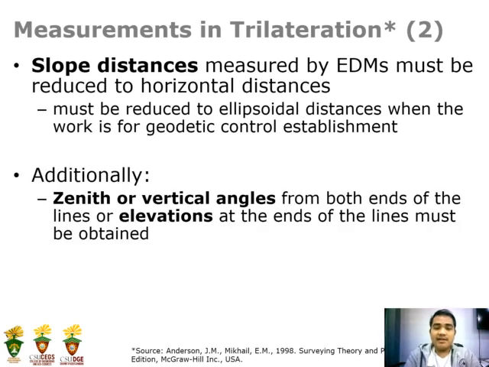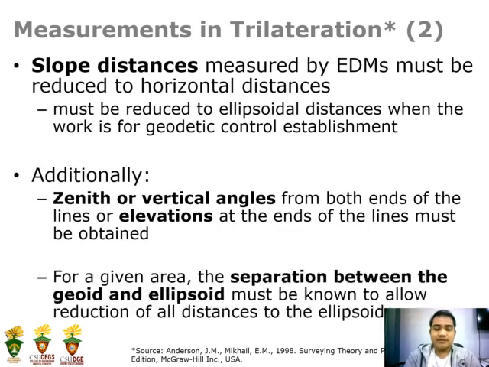And additionally, the zenith or the vertical angles from both ends of the lines, or the elevation at the ends of the line, must be obtained also. And for a given area, the separation between the geoid and ellipsoid must be known, to allow the reduction of all distances to the ellipsoid. That separation between geoid and ellipsoid, let us recall in geodesy, is the N or the geoidal undulation.